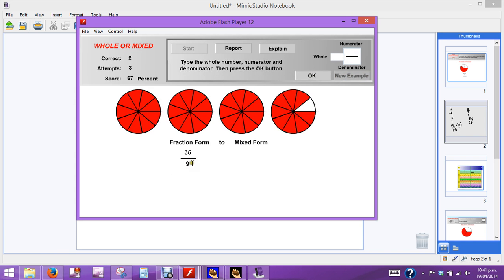9 into 35. 9 fours are 36, but 4's too big because we don't have 36 ninths, we have 35. So we can only have our 3 wholes. And I'm just looking at this because I'm tired now. I know there must be 8 ninths left over because we have 1 white square.